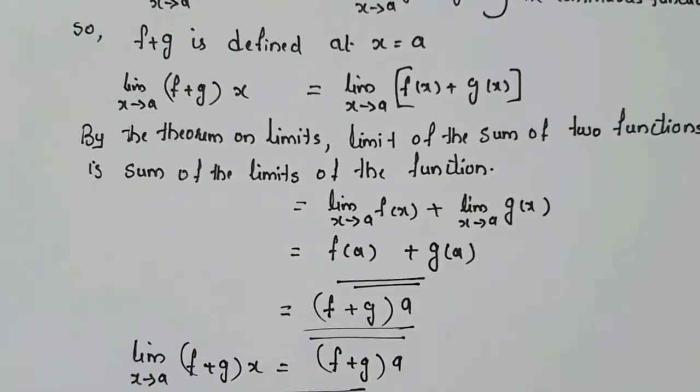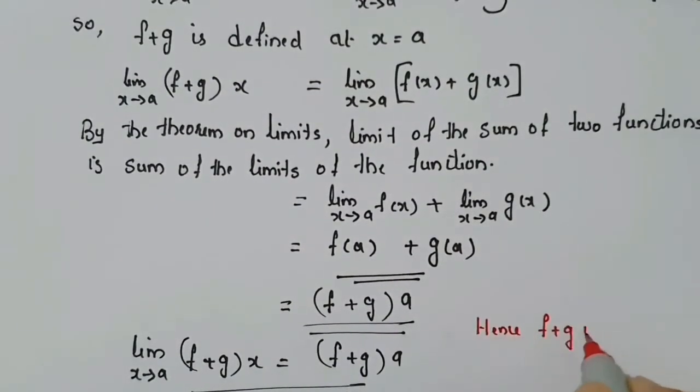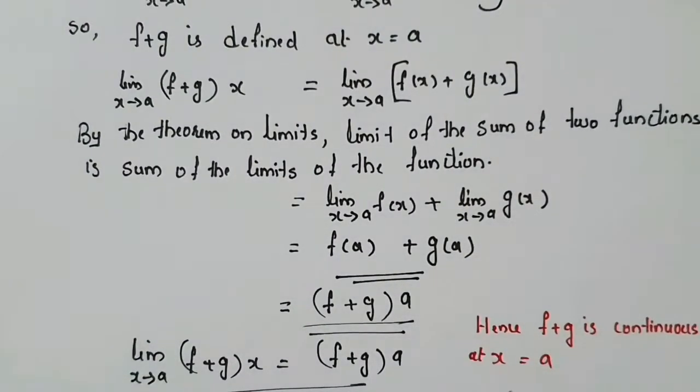That is, the limit of the function is equal to the value of the function. Hence, f plus g is continuous at x equal to a. Hence, we prove that the sum of two continuous functions is continuous at x equal to a.